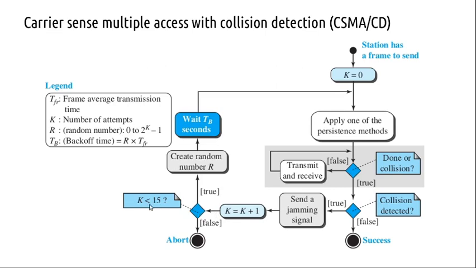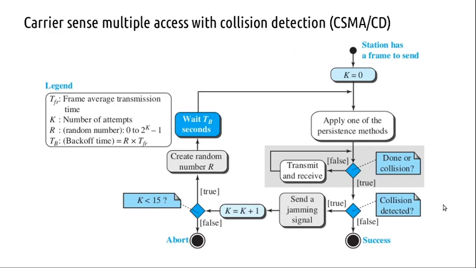You have given the maximum number of attempts as 15, so 0 to 14. It will check that it's not the maximum attempt, it is only 1. Then you will generate a random number, and you will back off from transmitting for a random duration, then retransmit the frame after a random wait. So this is the approach in carrier sense multiple access with collision detect.